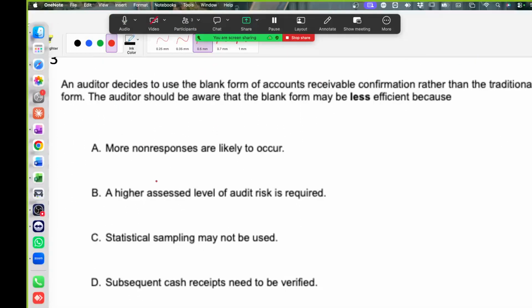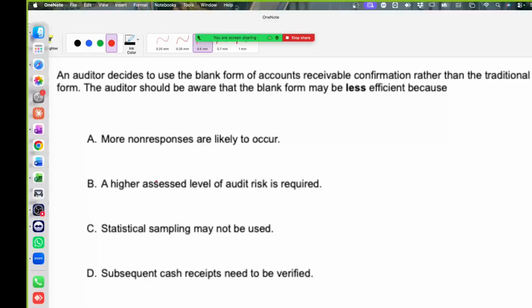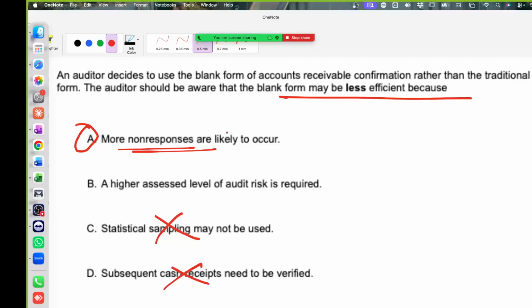Okay, next. Blank form may be less efficient. Just now we studied. The problem with the blank is what? Response rate is low or high? Low. The answer is, all these things are irrelevant. A. More non-responses are likely to occur.